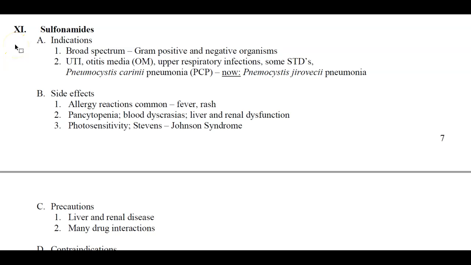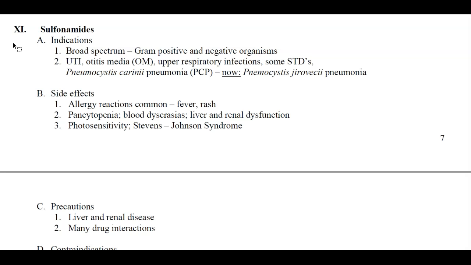Sulfonamides. Sulfonamides are considered bacteriostatic. So indications: these antibiotics are broad spectrum, meaning they cover gram-positive and gram-negative organisms. Now they're usually used for UTI, otitis media or OM, upper respiratory infections, and some STDs.